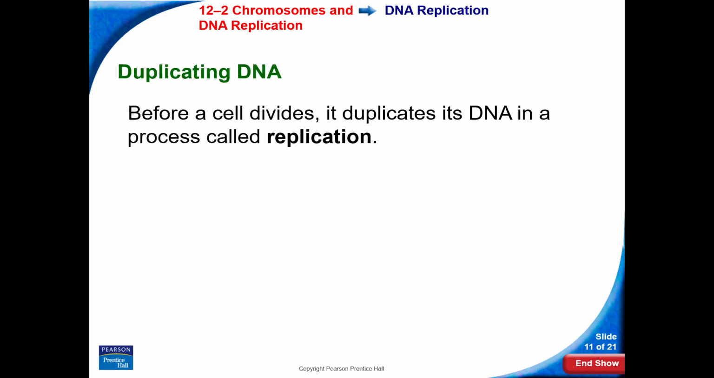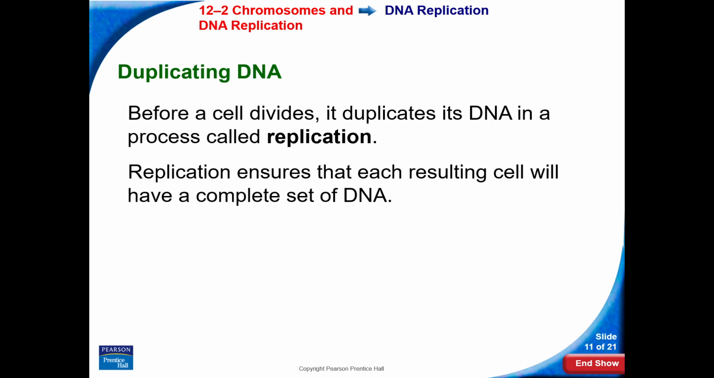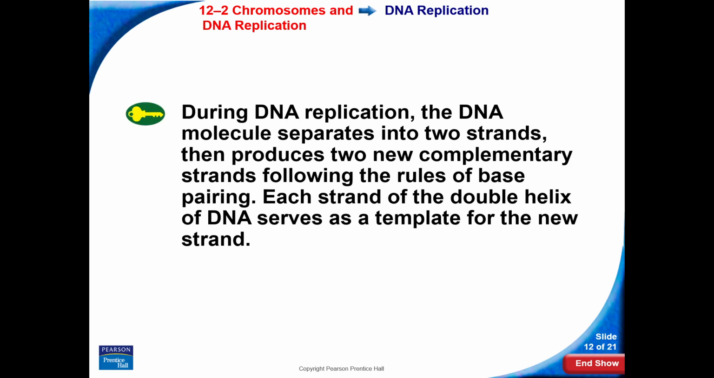So before each cell is going to divide, it's got to make an exact copy of DNA so that each new cell is going to have the exact number of chromosomes that it's going to need to survive. So it has to have a complete set of DNA. Otherwise, every cell division would halve the number of chromosomes, and eventually you wouldn't have much.